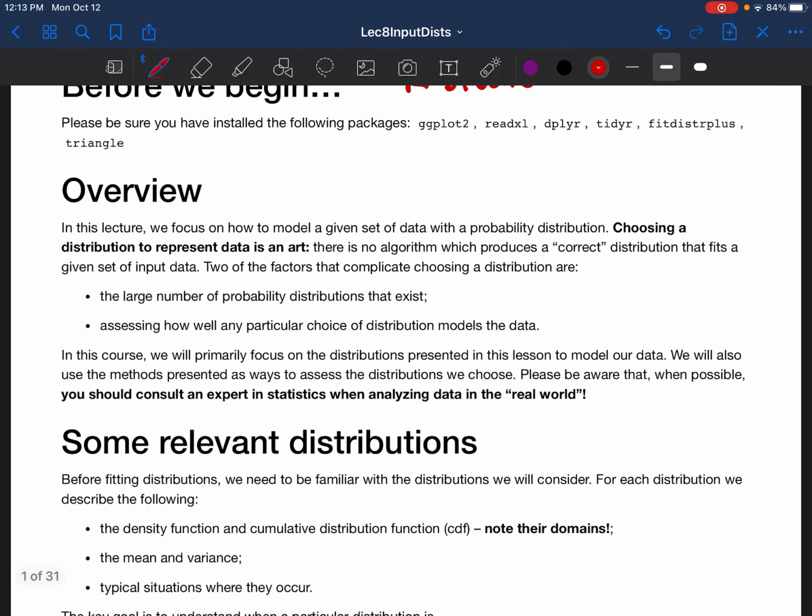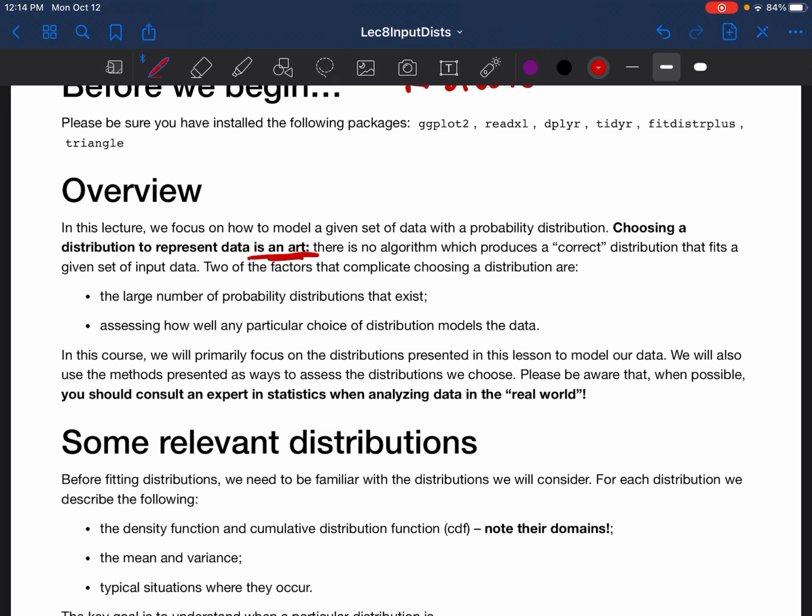Okay. In this lecture, we're going to be learning how to choose a distribution to represent data. The big picture here is this is an art. There's no way that you can guarantee the correct distribution because of the underlying uncertainty. So there's going to be basically many different choices that you can use. And then combining with that is we have to assess how well any particular choice of distribution models the data. And this assessment piece is something that we're going to talk about in the next section.